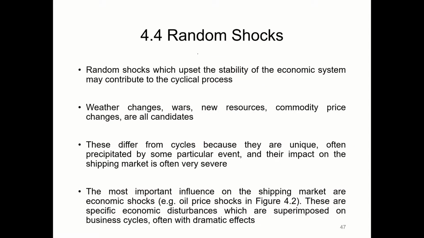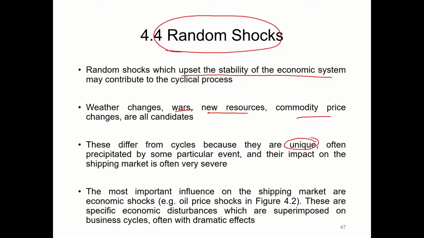Okay, so the fourth factor would be random shocks that I have briefly mentioned, like the financial crisis, COVID-19, and the financial crisis example in 2008, 2009. All these will upset the stability of the economic system. Some potential candidates will be weather changes, wars, new resources found, commodity price changes. They are unique. They happen unexpectedly. All these crises, wars, we cannot predict them. So they are unique and they will often be very severe.